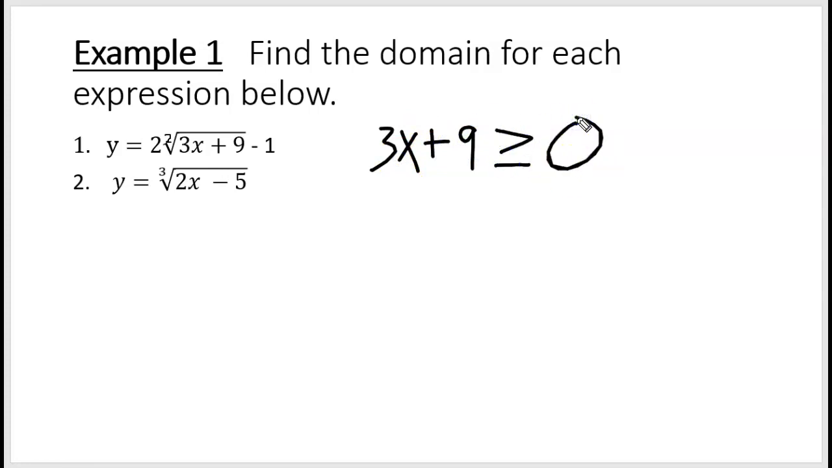Because whatever's underneath the square root can be greater than 0, because it has to be positive, or it can be equal to 0, because there is a square root of 0, but it can't be negative numbers. So you just take the part that's underneath the square root and you make it greater than or equal to 0 and you solve. So let's go ahead and do that.